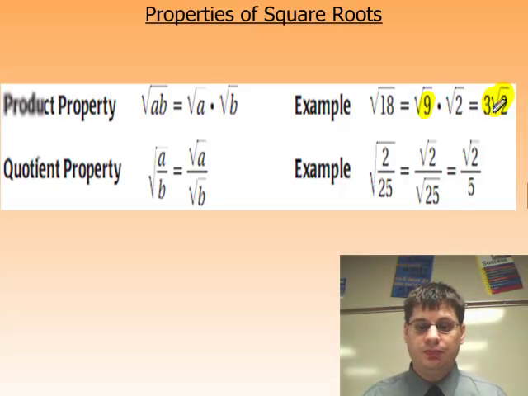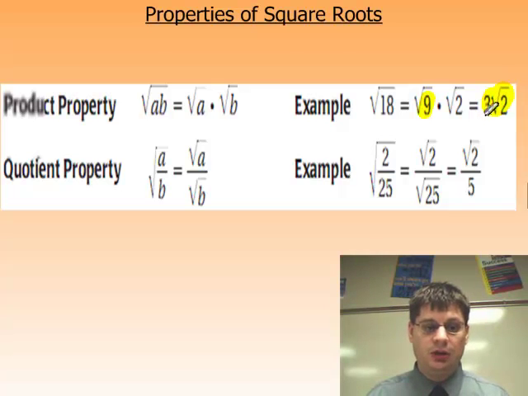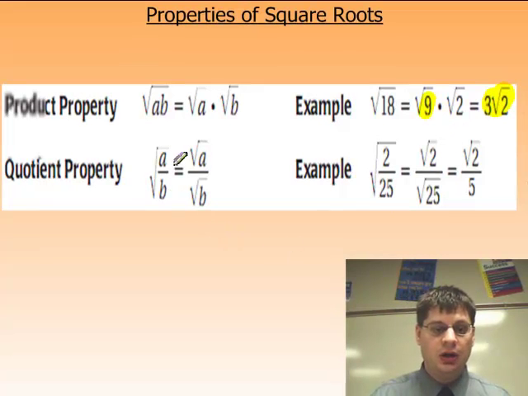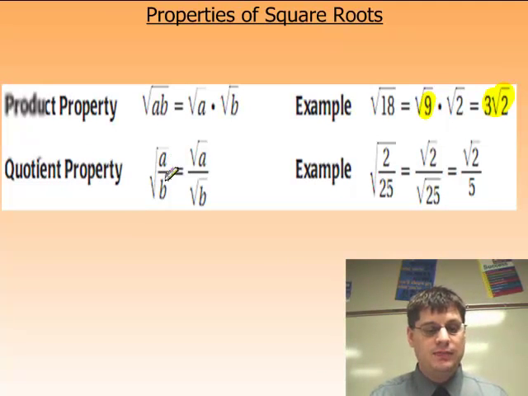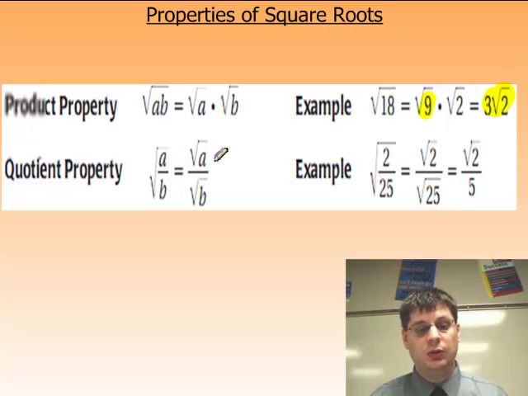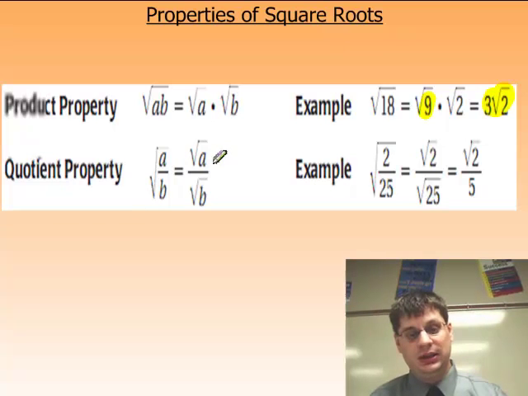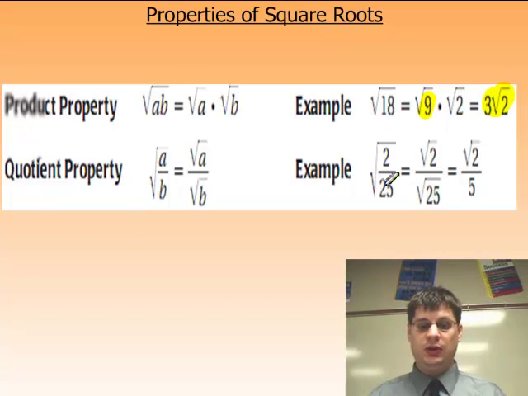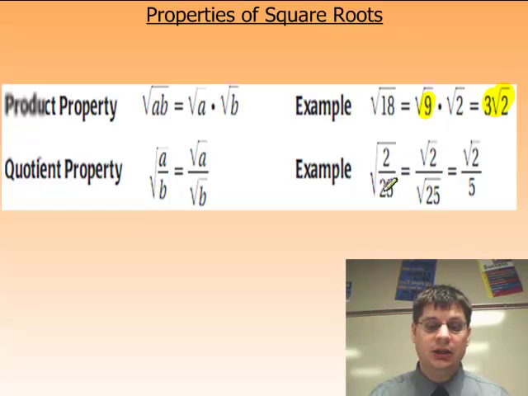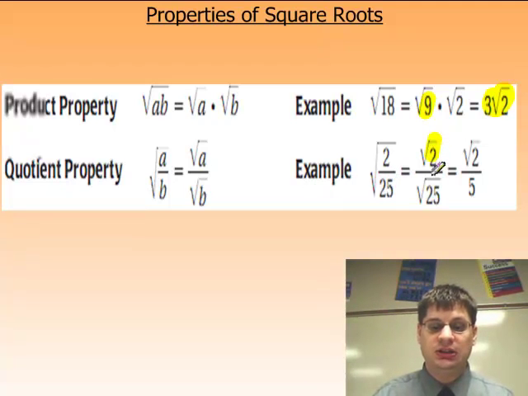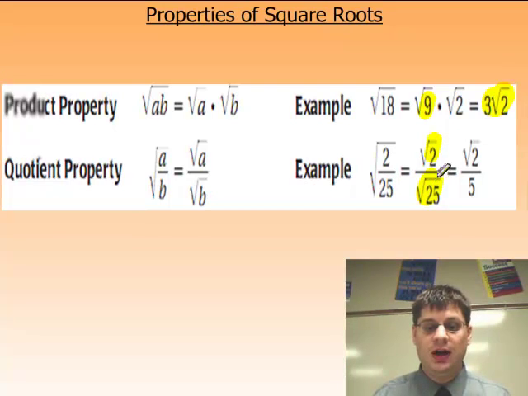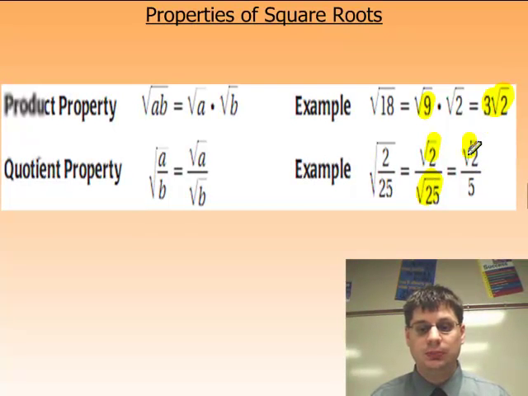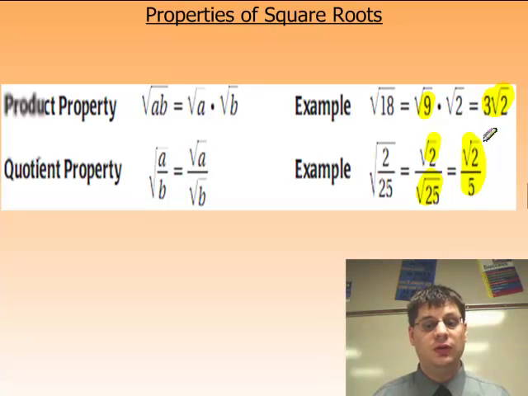The quotient property is just a variation of the product property in that we have a divided by b, the square root of a divided by b, which we can rewrite as the square root of a divided by the square root of b separately. So for instance, here I have the square root of 2 divided by 25. I want to simplify this. 25 is a perfect square, so I start off by rewriting this as the square root of 2 over the square root of 25, and the square root of 25 is 5. Thus our simplified radical is the square root of 2 divided by 5.